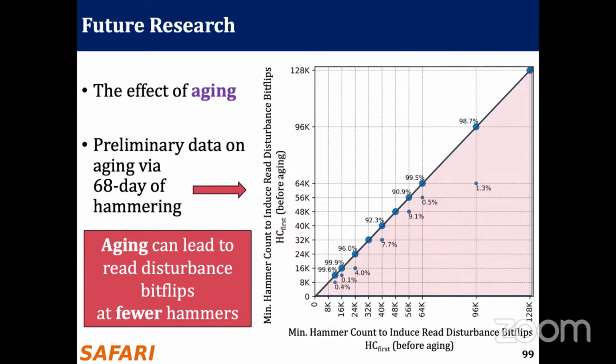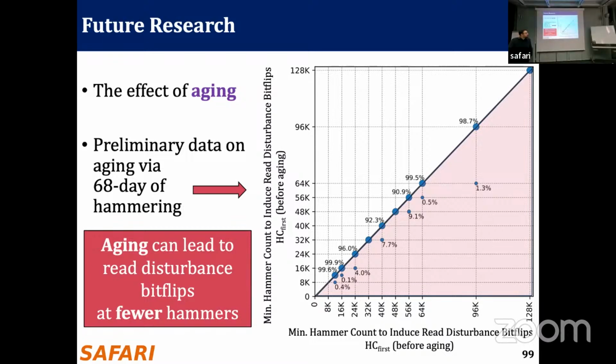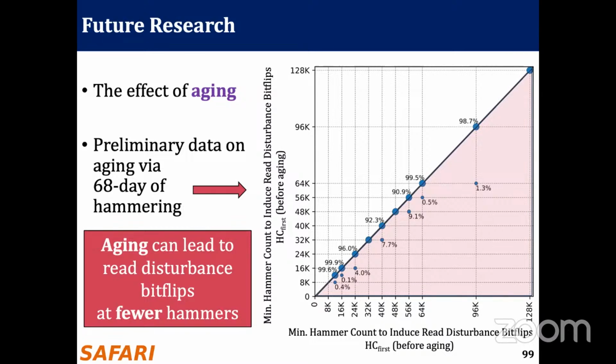Okay. But it shows that there are a small number of rows. Well, maybe not small, because there's also like 9.1, right? So that's a large number of rows that reduce HC first significantly.